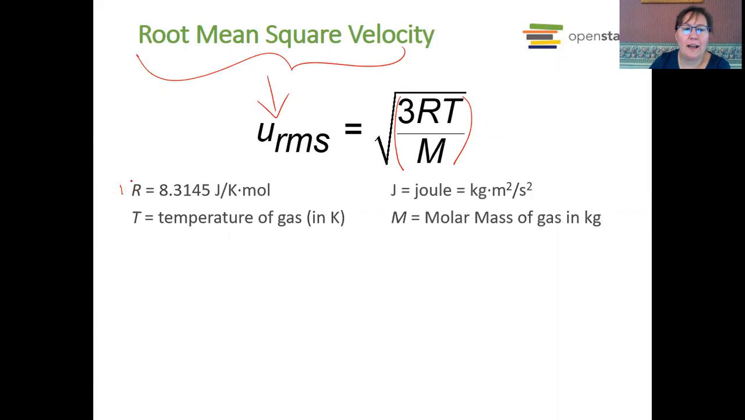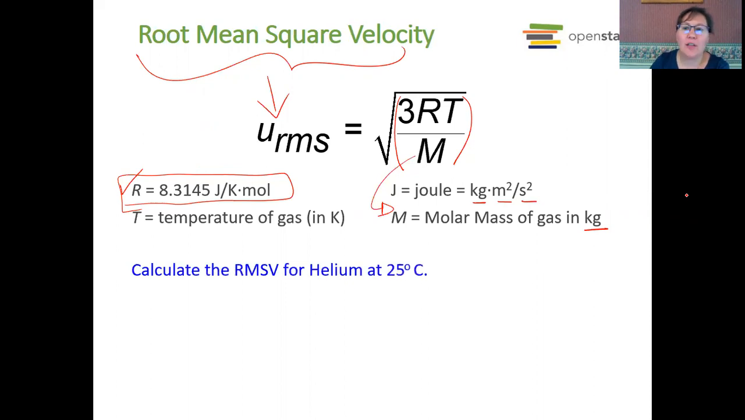First of all, the R value is a new one. It's now 8.3145 joules per mole Kelvin. A joule is a kilogram meter squared per second squared. What that means is that M, the molar mass of our gas, has to be in kilograms to match our joule. And you remember this joule per mole Kelvin, that's because once we're dealing with speed, we're looking at energy, that kinetic energy leading towards our root mean square speed.